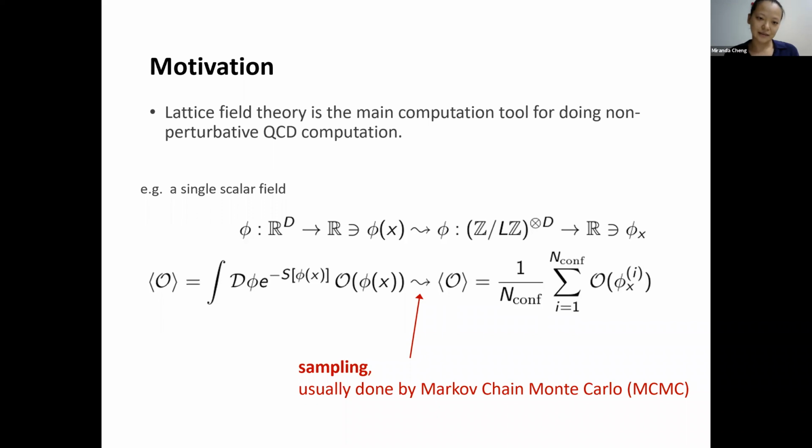The idea is that we discretize the space-time, and then the goal is to compute observables like this, by replacing the path integral with a sampling computation, traditionally using Markov chain Monte Carlo methods.